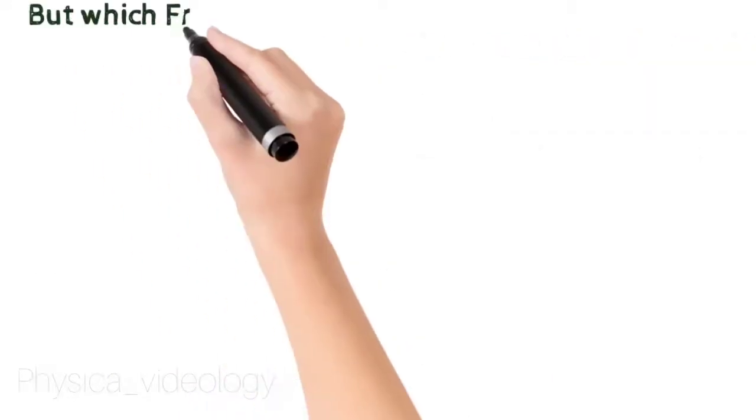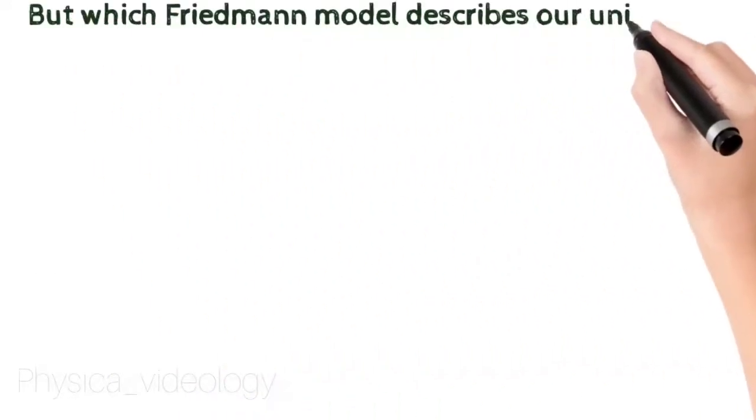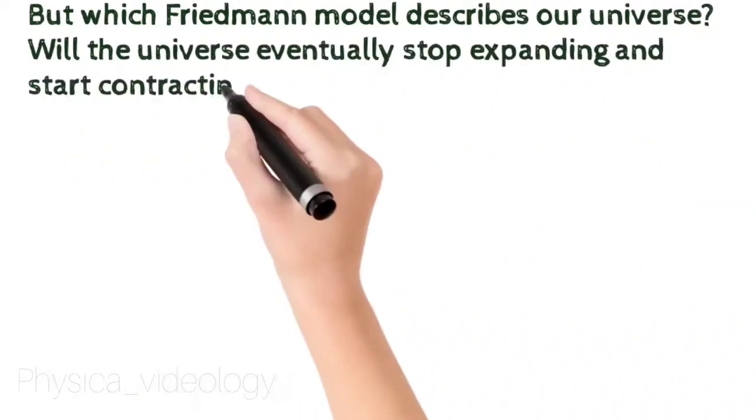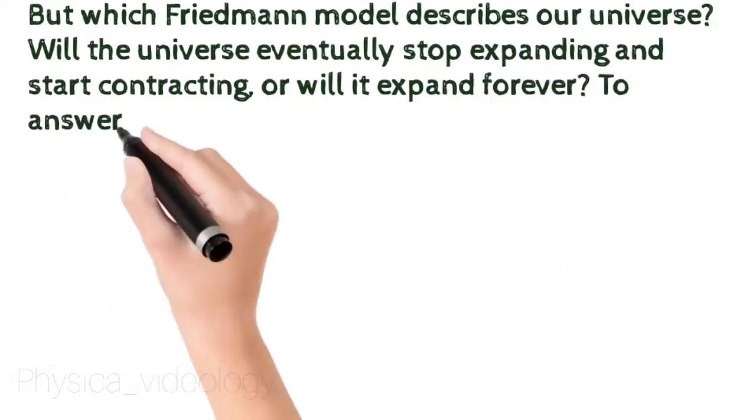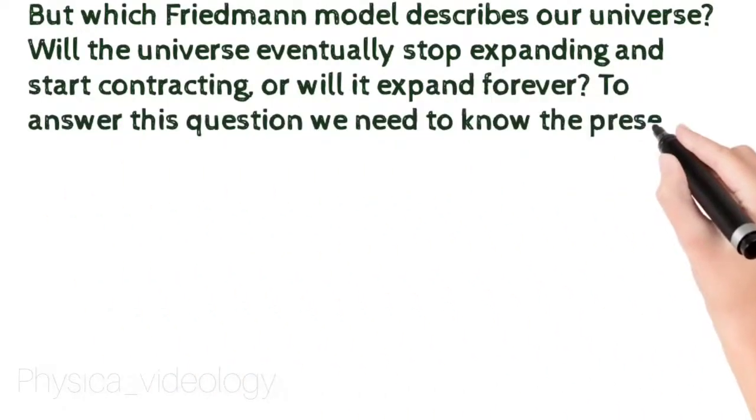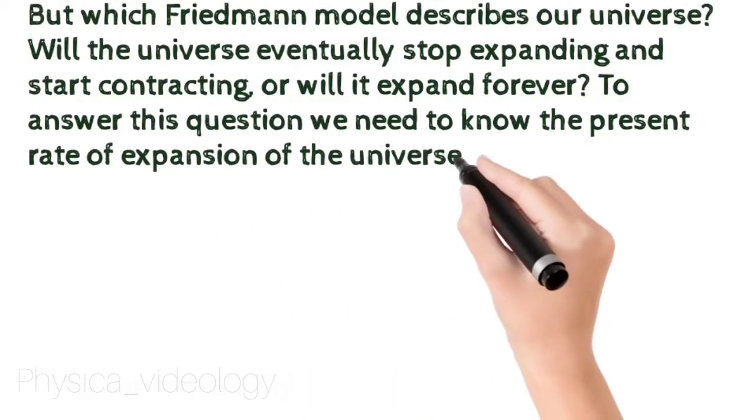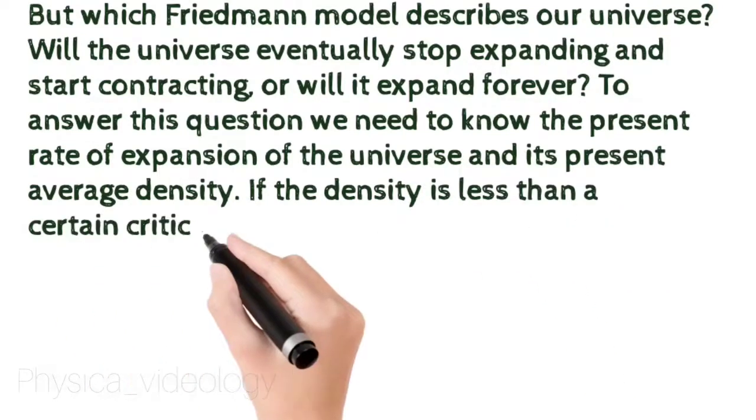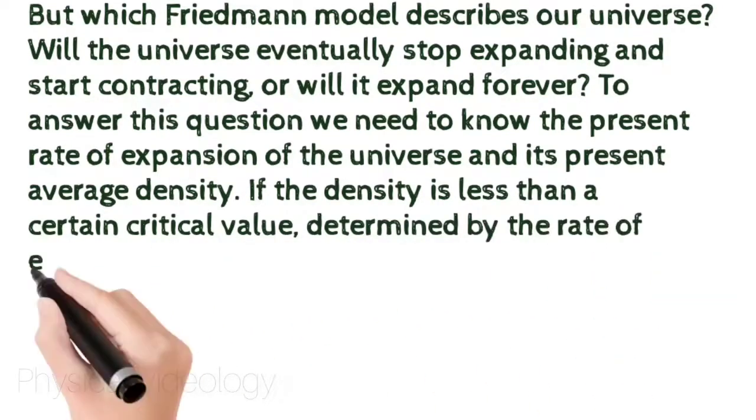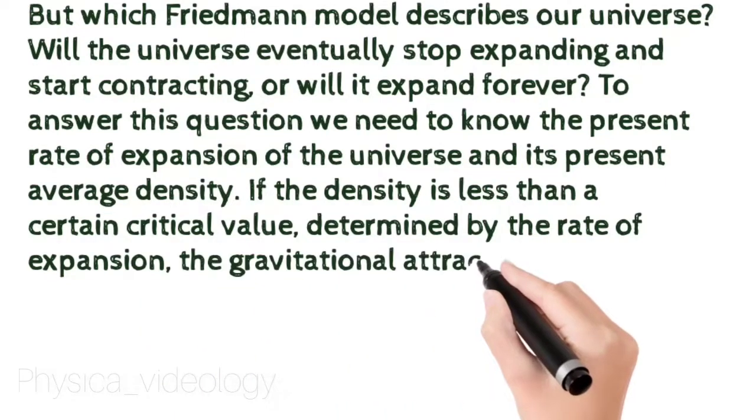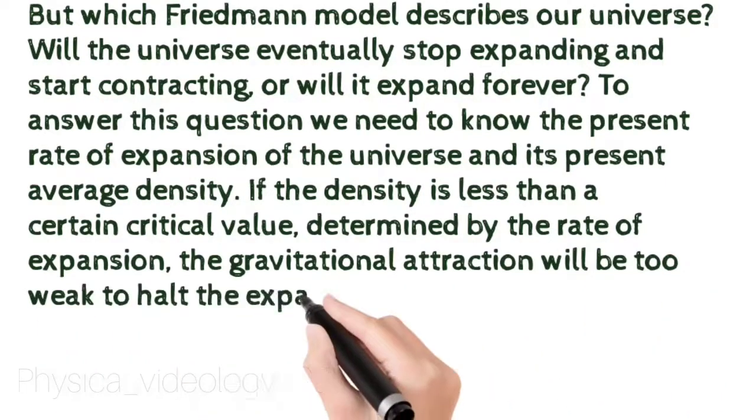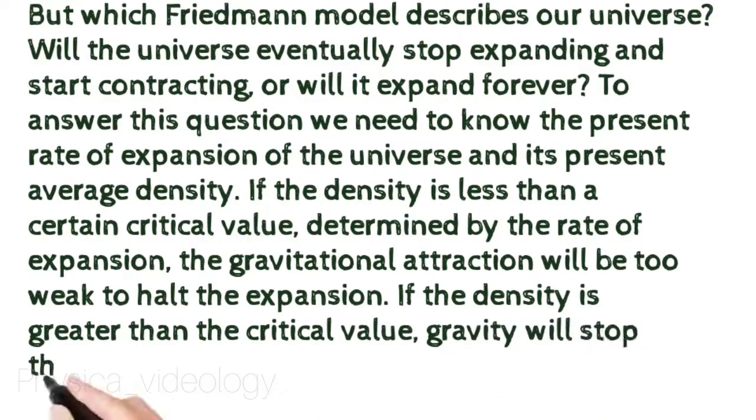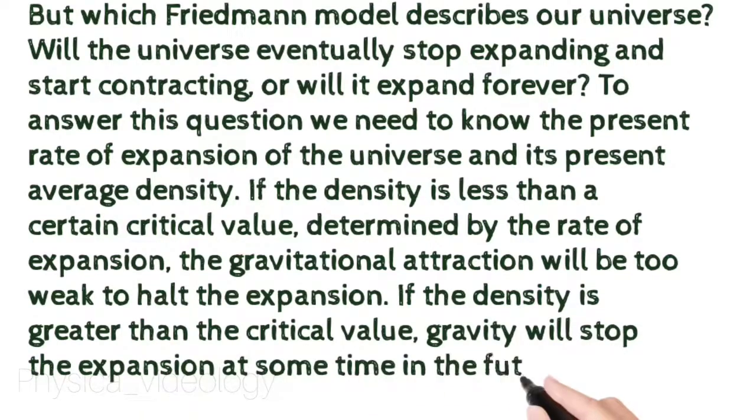But which Friedmann model describes our universe? Will the universe eventually stop expanding and start contracting, or will it expand forever? To answer this question, we need to know the present rate of expansion of the universe and its present average density. If the density is less than a certain critical value, determined by the rate of expansion, the gravitational attraction will be too weak to halt the expansion. If the density is greater than the critical value, gravity will stop the expansion at some time in the future and cause the universe to recollapse.